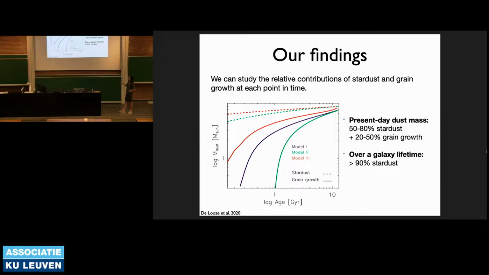So just to highlight, this is actually depending on the models that we have assumed. You can see here the stardust, so how much the buildup of stardust over the lifetime of the galaxy, and the same for grain growth. So present day dust masses are dominated by stardust, and especially if we integrate over the galaxy lifetime, we actually find 90% of all dust could come from stardust in these galaxies.